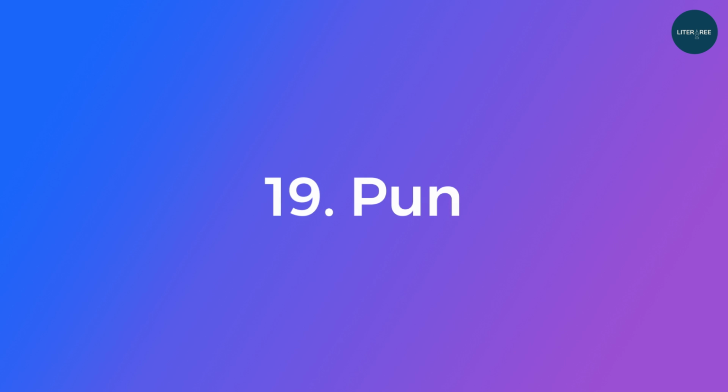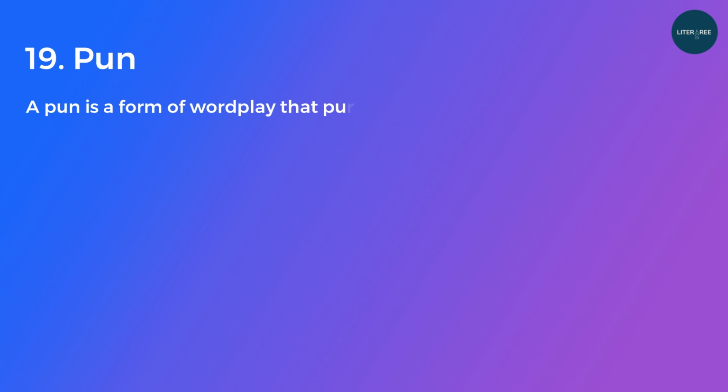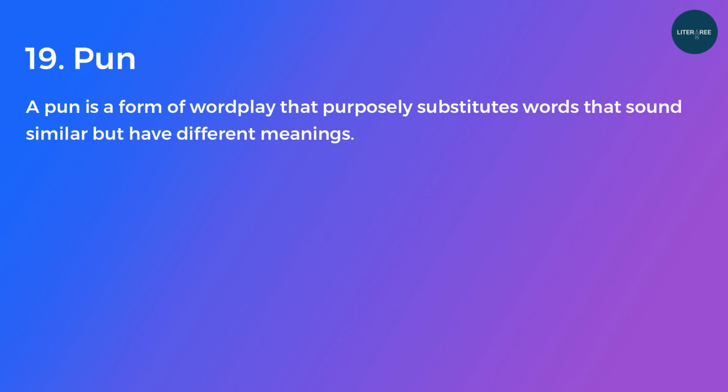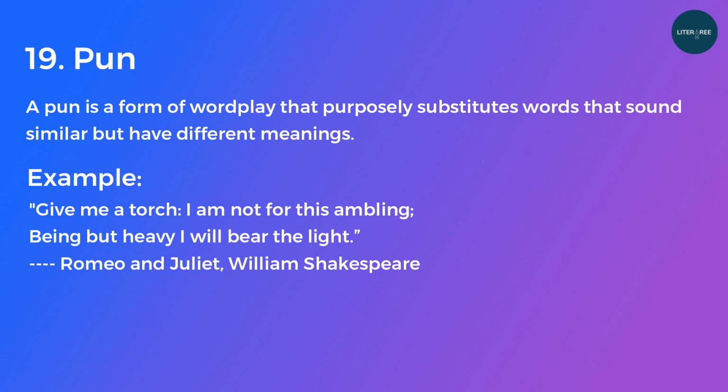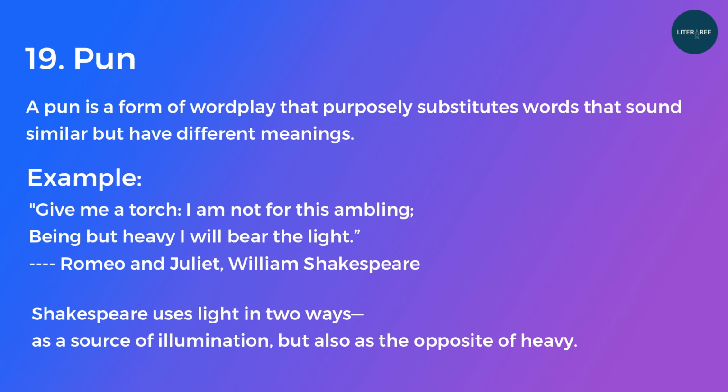Pun. A pun is a form of wordplay that purposely substitutes words that sound similar but have different meanings. Look at this example. Give me a torch. I am not for this ambling. Being but heavy, I will bear the light. These lines are from Romeo and Juliet by William Shakespeare, where light has been used in two ways. One as a source of illumination, and the other is just the opposite of heavy.